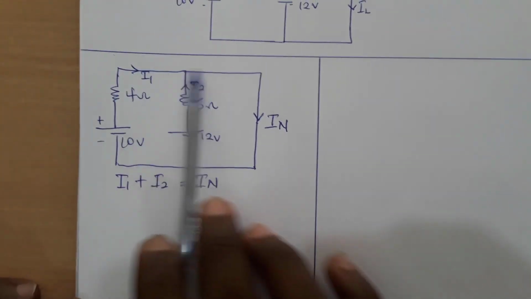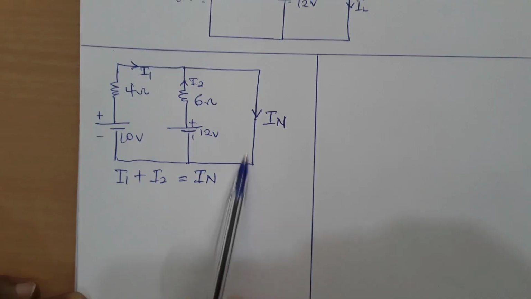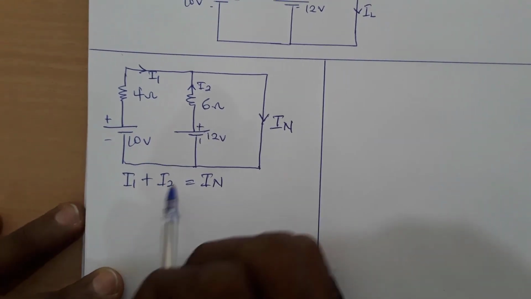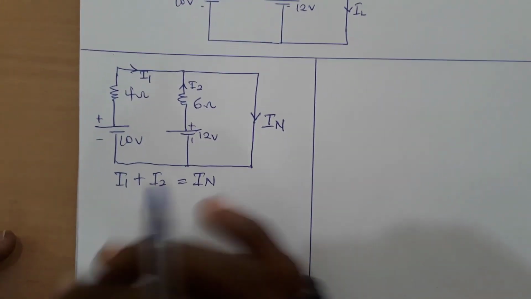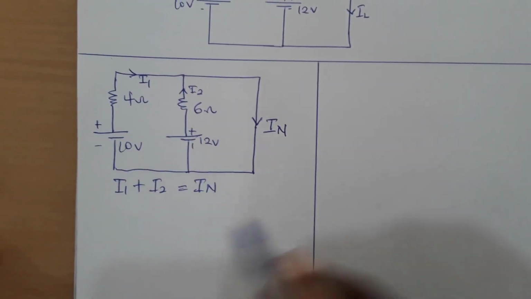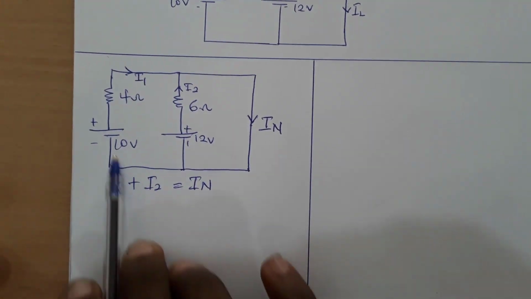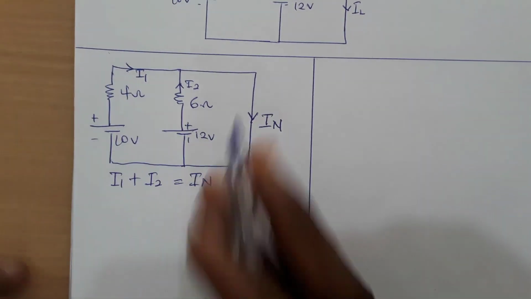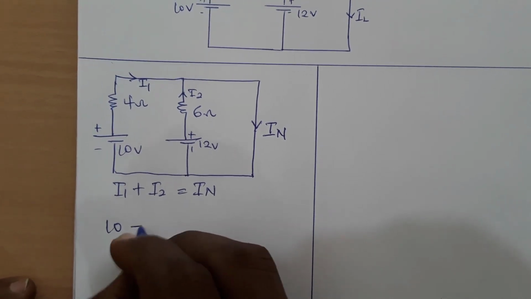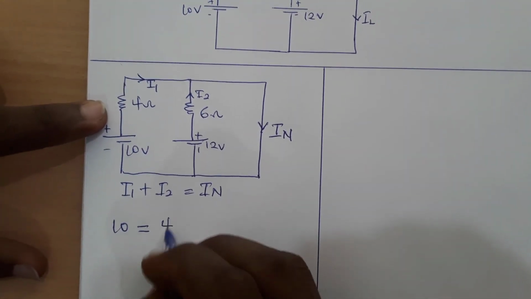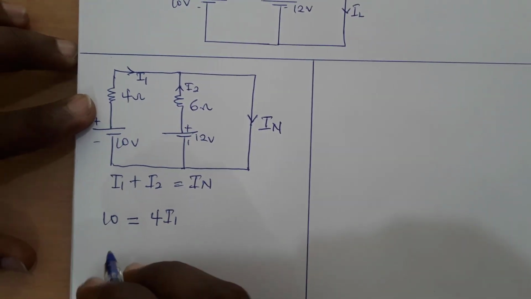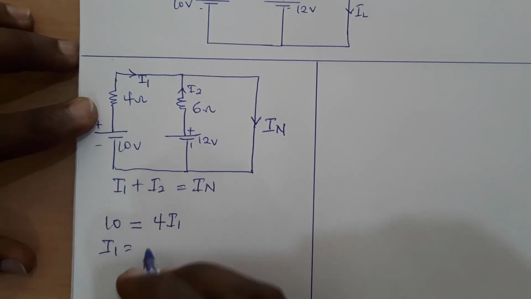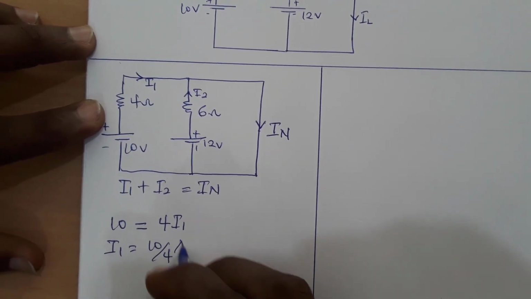If I take this bigger loop, using KVL we equate the voltage sources to the voltage drops. So when we take this bigger loop going in the clockwise direction, I can say that 10 should be equal to 4I1. So from here I can find the value of I1, which is 10 on 4 amperes.